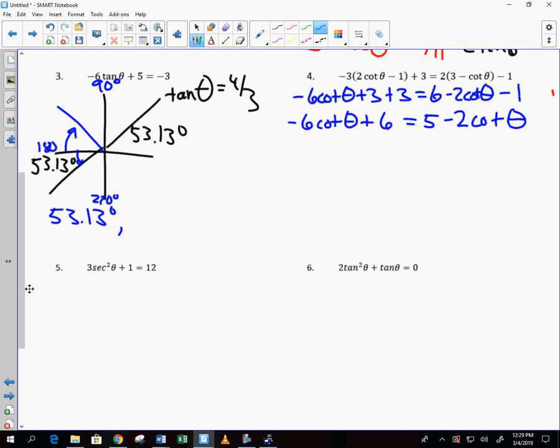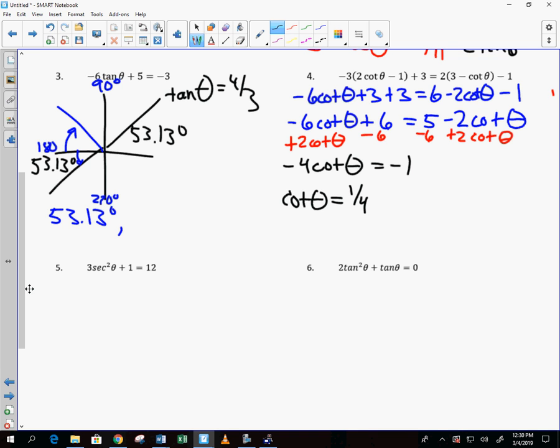Any thoughts on what we do now? Yeah, we're going to add 2 cotangent to both sides. And I'm also going to subtract 6 from both sides. And you can see here I have negative 4 cotangent of theta is equal to negative 1. Divide by negative 4, cotangent of theta is equal to 1/4. What now? Tangent of theta is equal to 4.